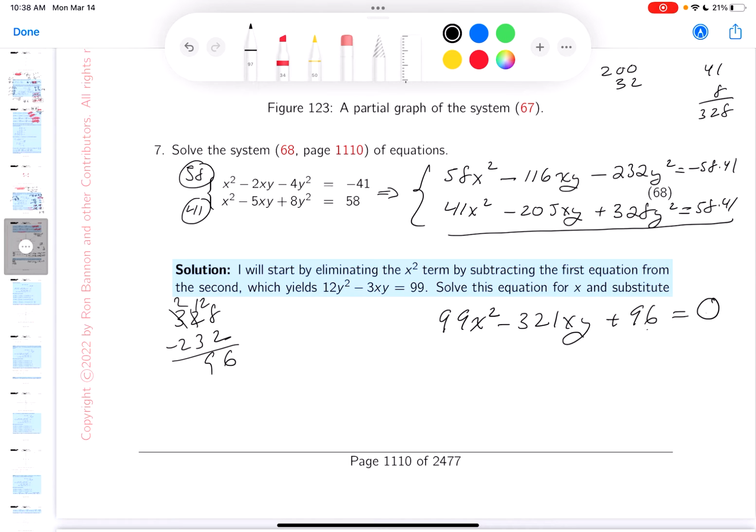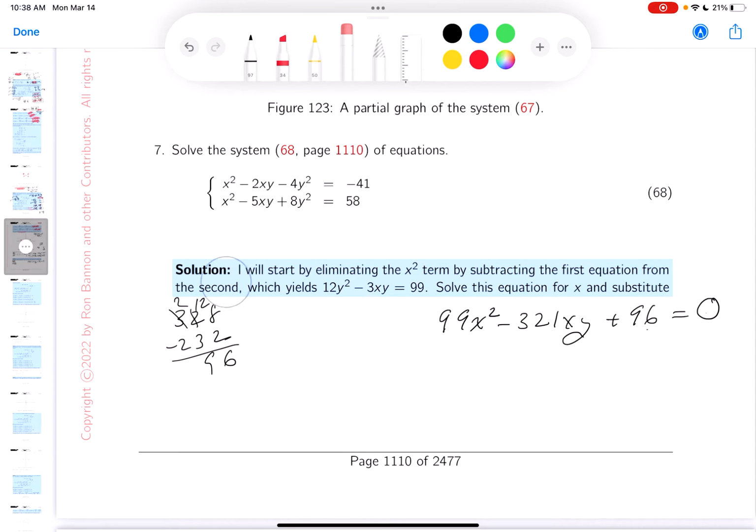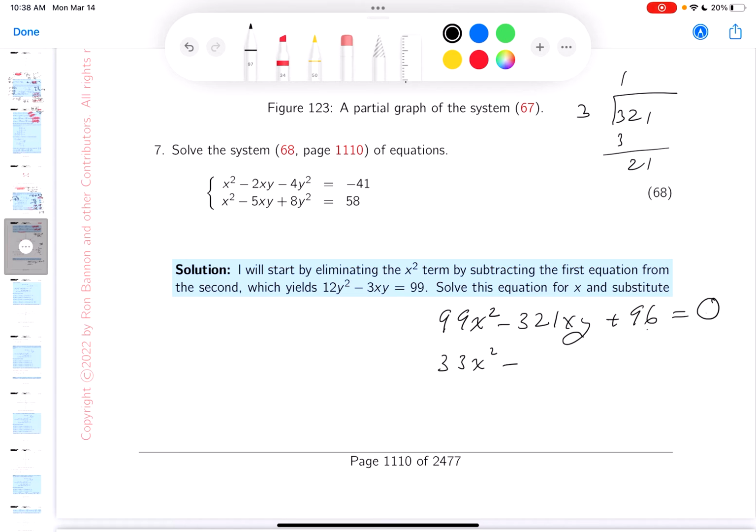I got to make my life easier, and it looks like every number is divisible by 3. And let me just go through that with you. Let me get my eraser out, because I'm kind of done with all this stuff over here. All right, I'm going to divide through by 3 now. And what do you get? You get 33x squared minus, well, 3 into 321. It's not a bad number, but let's just go through that. 3 into 321 is 107. And 3 into 96, 32.